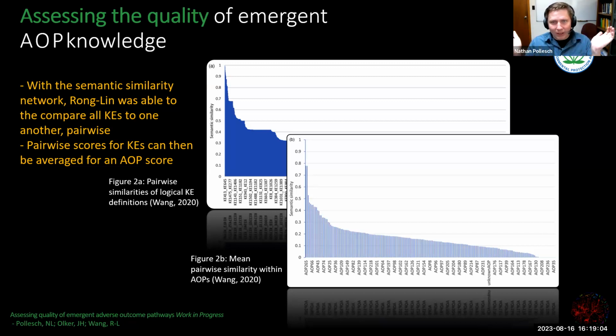So if the AOP had 5 key events in it, this would also consider the semantic similarity of the MIE to the AO, regardless of if they have some sort of KER connecting them or not. And then you take the mean of those. And this is one way to get at an idea of semantic similarity for an AOP. And also at the heart of this is the idea that a higher quality AOP should have a higher semantic similarity score. So that is the baseline assumption here.